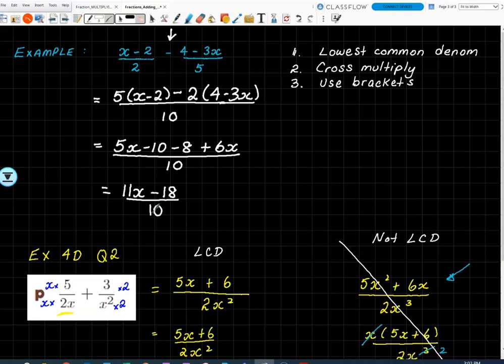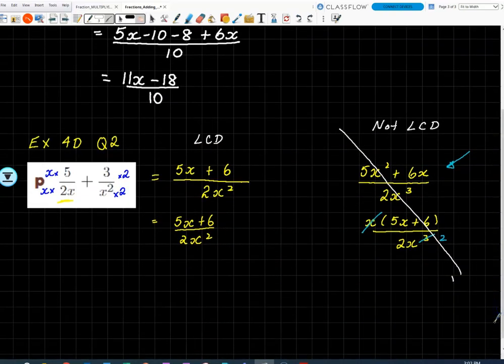I might have jumped the gun just a little bit there, but that was another question that somebody asked about. With this one, what's your lowest common denominator? You could times them together, and some people went 2x cubed. And then what did I times this by to get 2x cubed? Well, I times by x squared. But then you're going to have to do extra work and pull out a common factor.